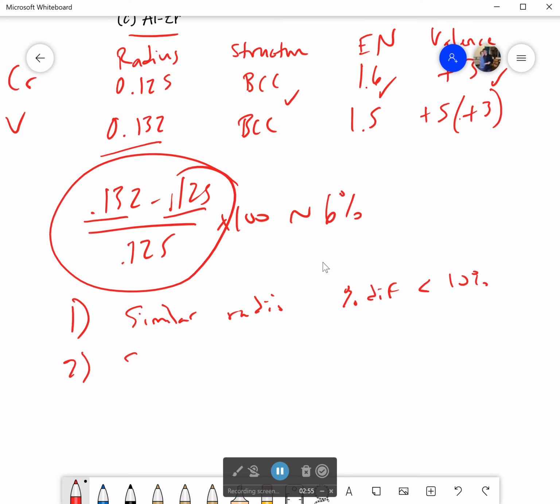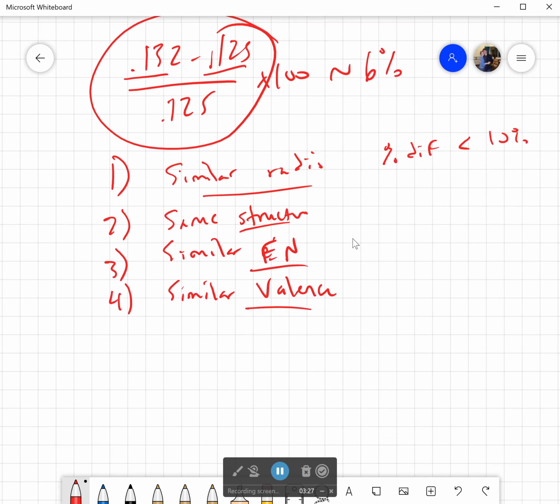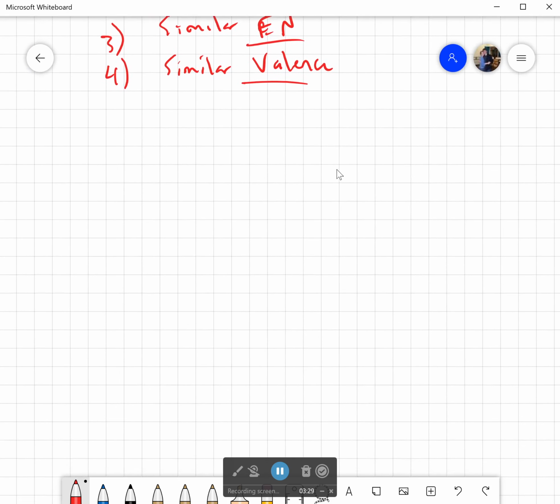Second, they need the same structure. They need similar electronegativities. And also similar valence. If they have all of these things, then they can be a complete solid solution. In this case, all four of these are met. They had very similar radii, the same structure, similar electronegativity, and the same valence. Okay, so chrome and vanadium would be a complete solid solution.